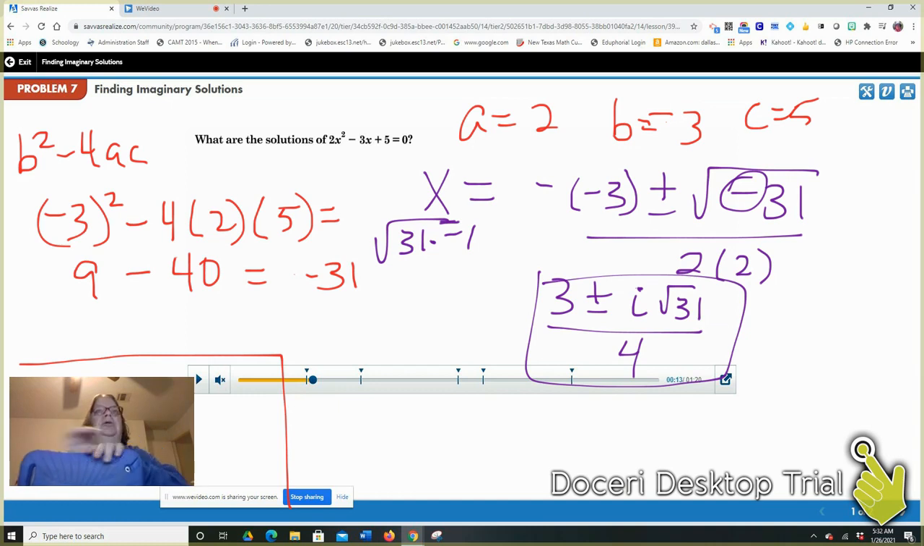Okay. So that's where this i part comes in: if you're solving a quadratic equation and your discriminant is negative, you're going to simplify that using the i. I think there's one like that on your assignment.